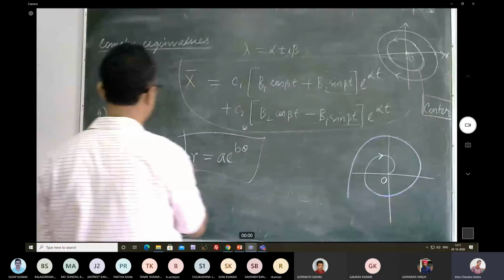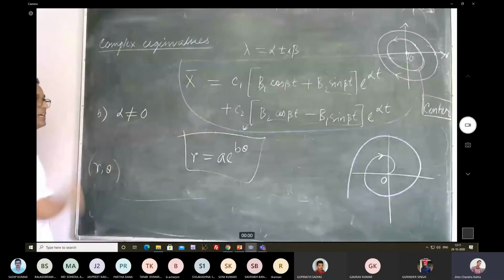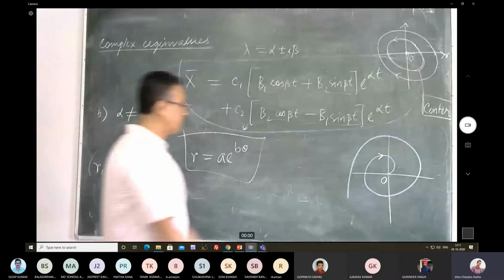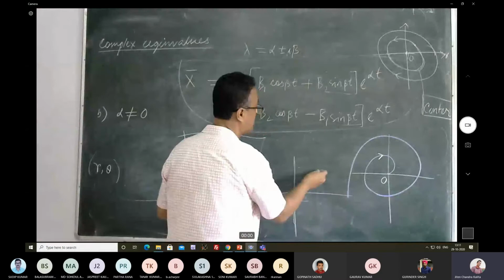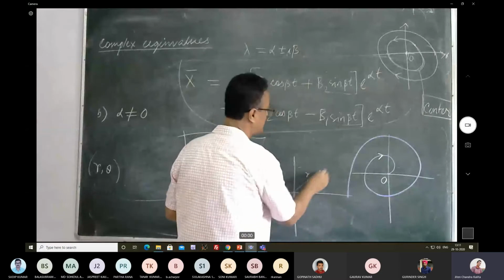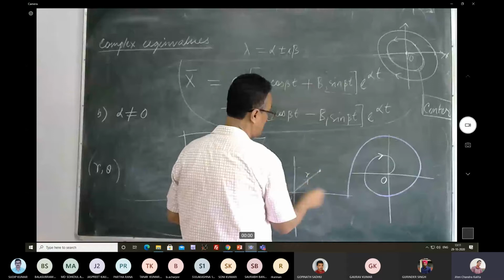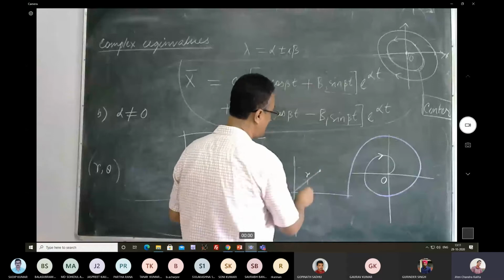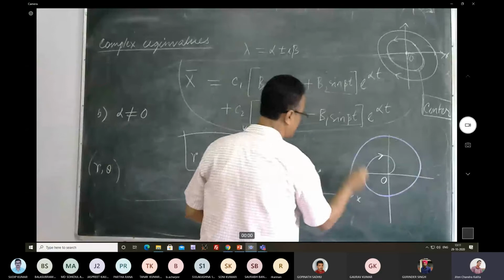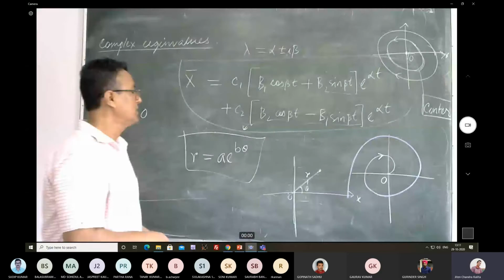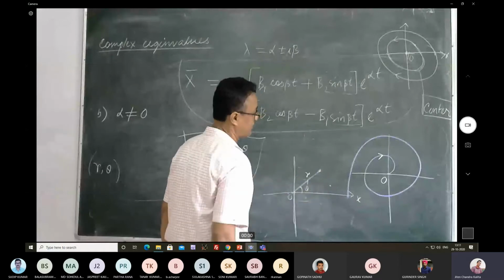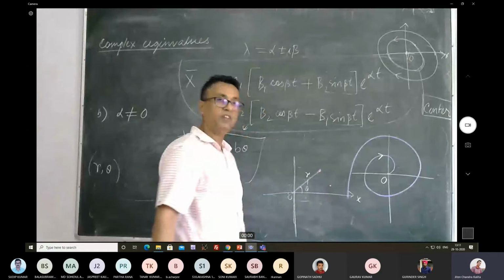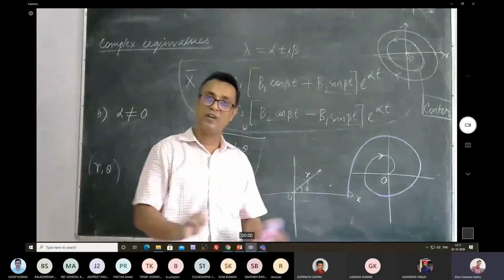So now let me tell you one thing. Suppose I am considering a point in the r theta plane. This is the distance of this point from the origin, r, and it makes an angle theta with the x-axis, right? Now if I want to track a trajectory starting at a certain point, it can have any shape. Is it okay?